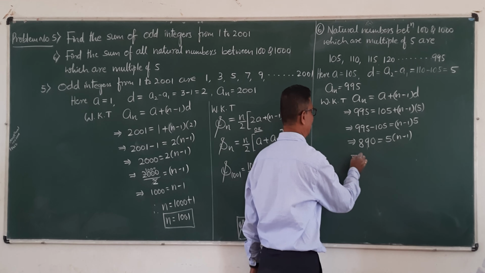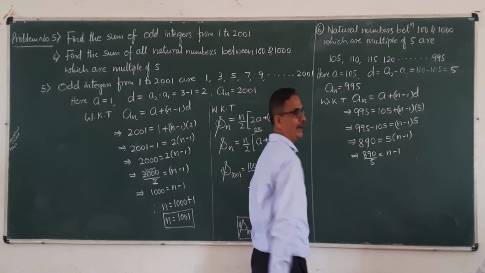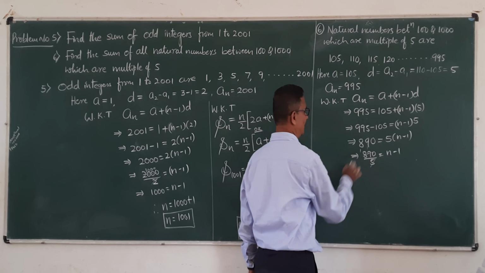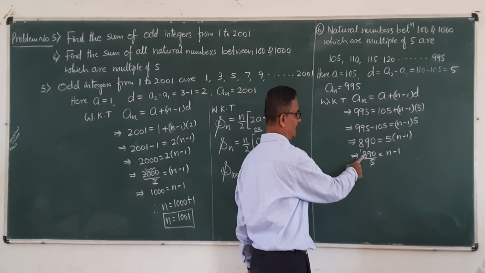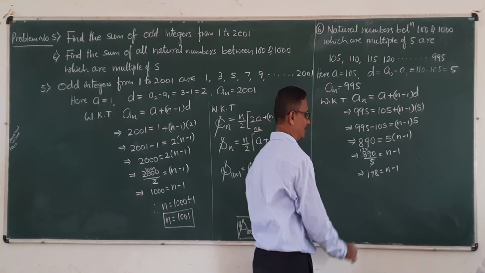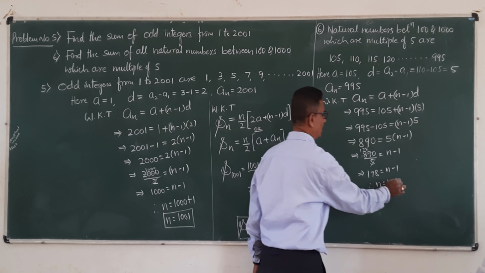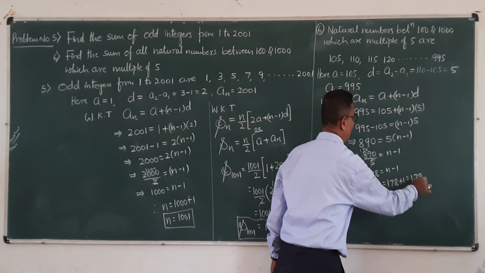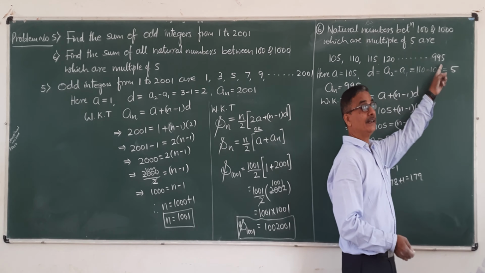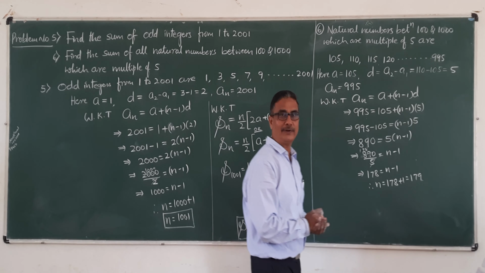Divide both sides by 5. 890 divided by 5 is equal to n minus 1. So 5 ones are 5, remainder is 3, that is 39. 5 sevens are 35, remainder is 4, 40, 5 eights are 40. So 178 is equal to n minus 1. Therefore, n is equal to 178, take minus 1 to the left side, plus 1, that is 179. So the 179th term is 995.